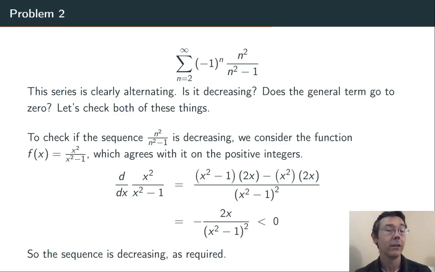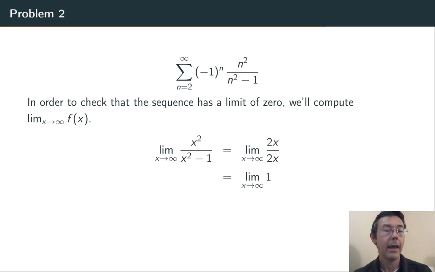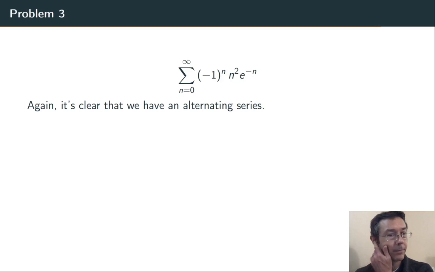Next, we need to check that the general term goes to 0. We want to take the limit as n goes to infinity of f of x, x squared over x squared minus 1. We do L'Hopital's rule, for example, because this is an infinity over infinity form, 2x over 2x, and the 2x's cancel. We're looking at the limit as x goes to infinity of 1, also known as 1. So here, the general term of the series is not going to 0. a sub n is not going to 0. So this series must diverge.